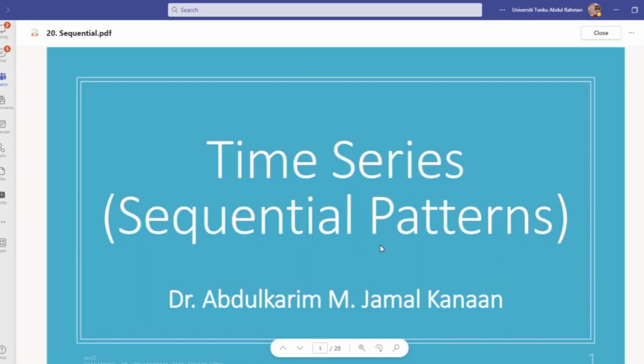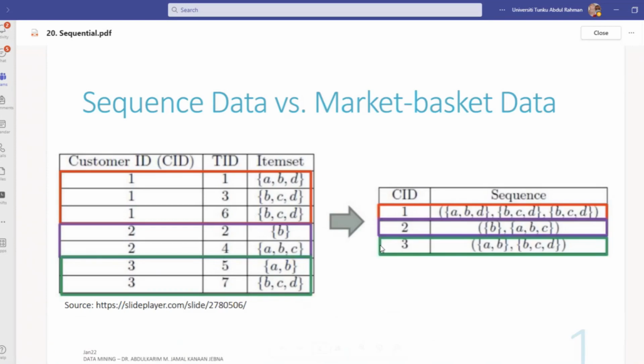So what is sequential analysis? Looking back so far, we were looking at association rules, and we took an example, market basket analysis. In market basket analysis, we simply have a bunch of transactions, and we are interested in finding relationships between the items, the occurrences of these items together, or one item leading to another.